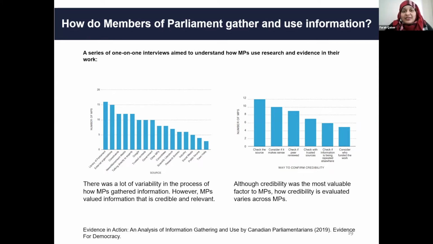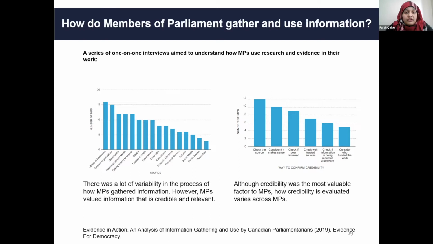They carried out a series of one-on-one interviews to understand how members of parliament, so people at the federal level of the government, use research and evidence in their work. They interviewed a number of MPs, and they were really trying to figure out how MPs gather and use information when it comes to decision making. So in this first figure here, you see how members of parliament gather information. And there's a lot of variability. Some of the most common resources is actually the Library of Parliament, so they can request the Library of Parliament to gather and provide information.